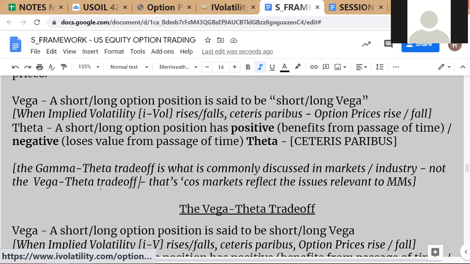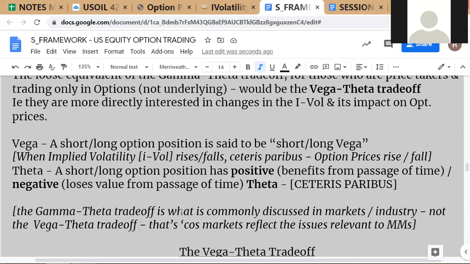Because what is more commonly discussed is the gamma theta trade-off. But I'll explain this. This is also important to understand, and you'll be facing it when you do your option trading. The same kind of thing, once you have understood gamma theta, Vega theta is a little bit easier to understand. And let's look at it briefly here.